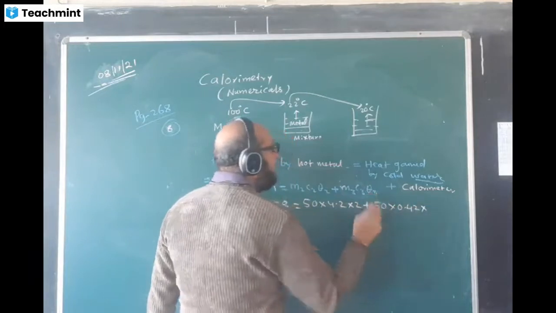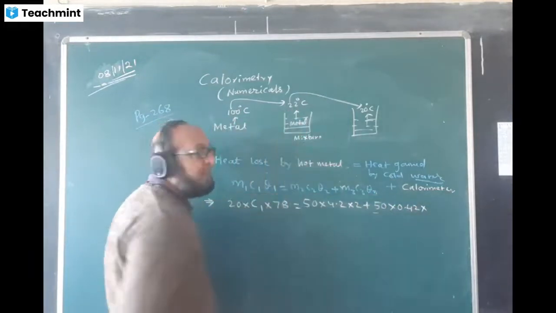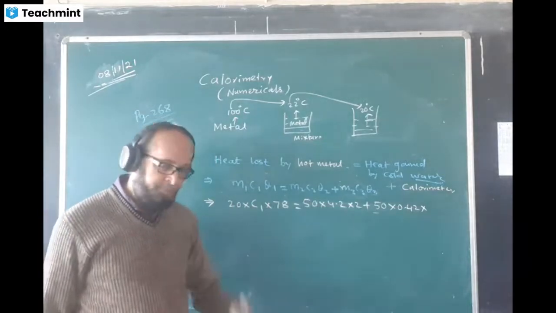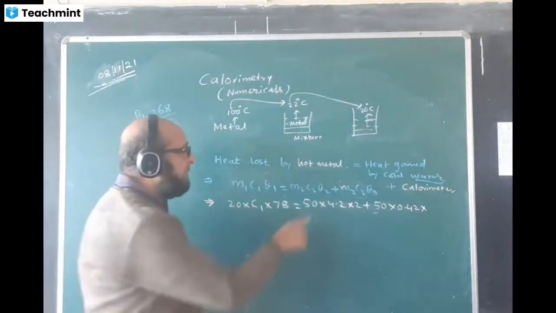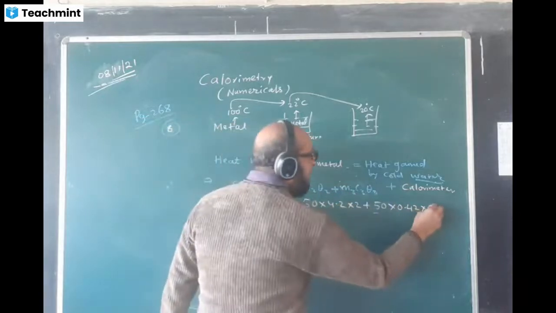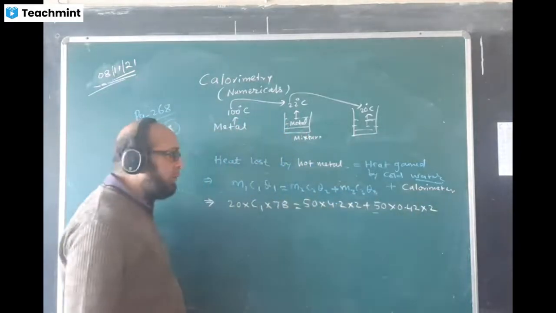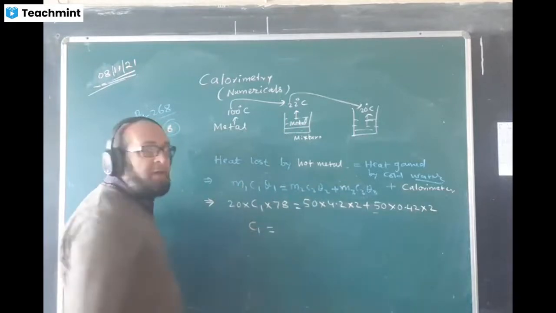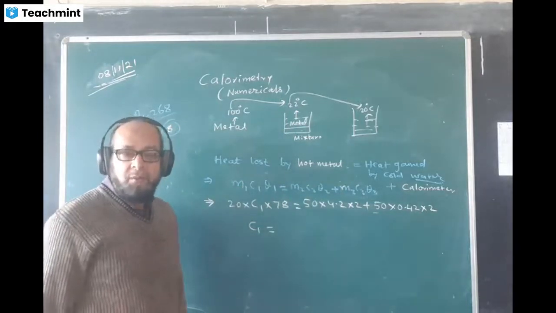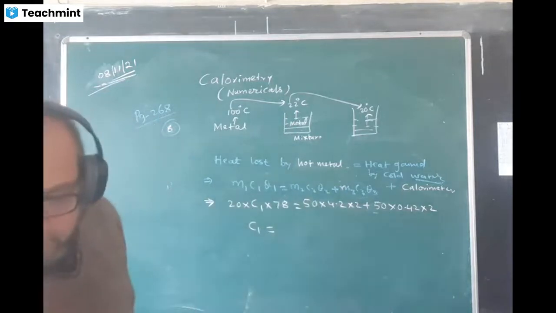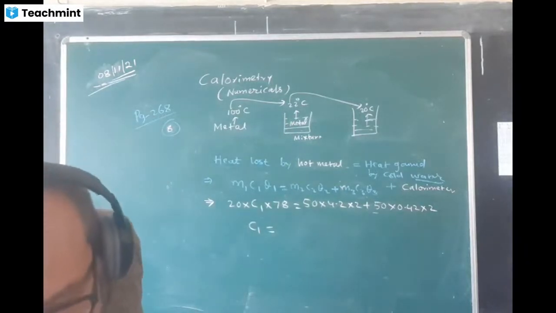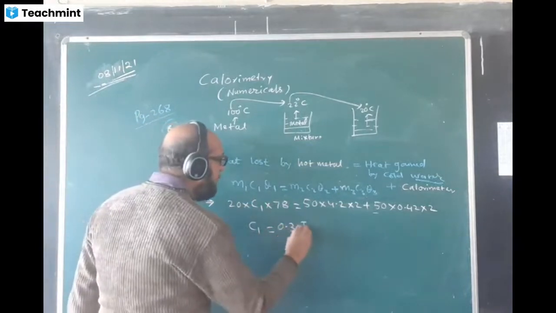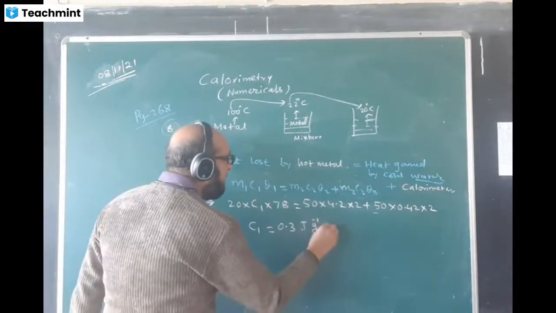Theta 3 is again... what is theta 3? Can you tell me? 2. Theta 2 and theta 3 will be the same because they are in contact, so they will have the same temperature. Now, solving it, the C1 value will come out. Solve it carefully, and correct calculation will give the answer approximately 0.3 joule per gram per degree Celsius.